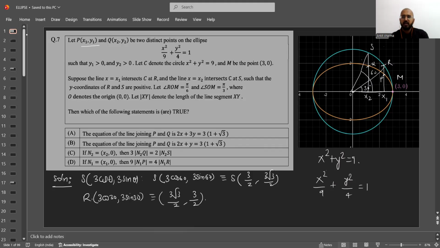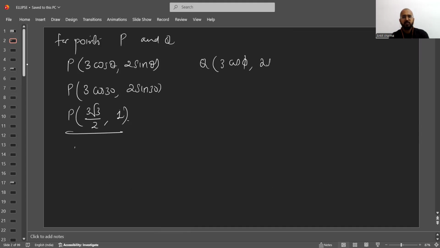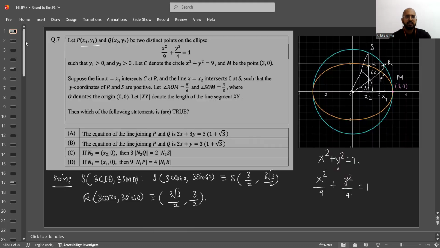So I'm going to have angle R is making 30 degrees. So I'm going to use the same coordinates. So P is going to give me 3 cos 30, comma 2 sin 30. So this will give me 3 root 3 by 2, and sin 30 is half, so I get only 1. So this is my point P. And Q we can assume to be again 3 cos some other angle phi and 2 sin some other angle phi.